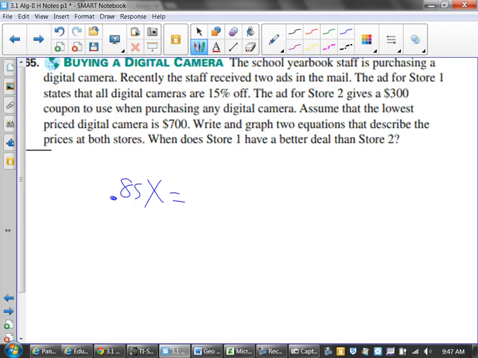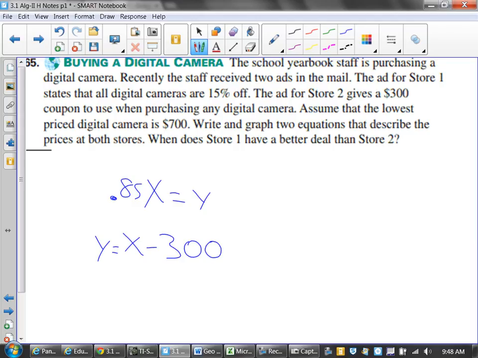What happens also is that the other one, you don't know what your cost is, but they're going to take $300 off to figure that out. Does that make sense? The camera's $300 or $700, so the smallest price would be $400. So your two equations are basically these.